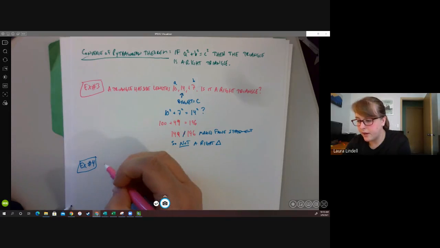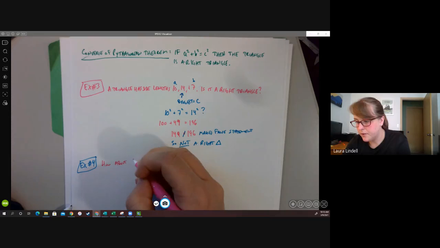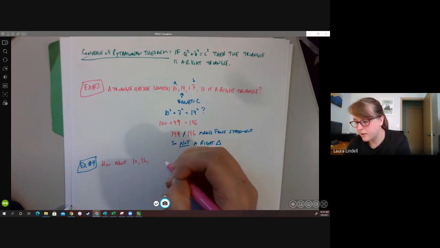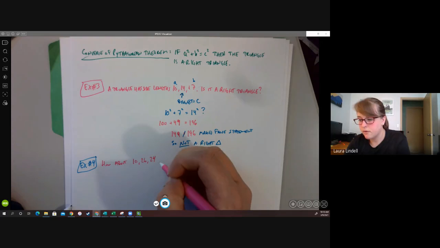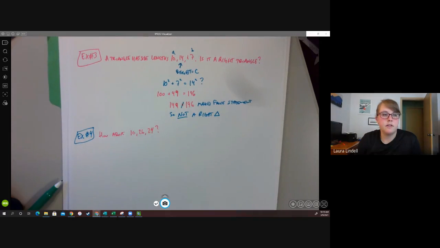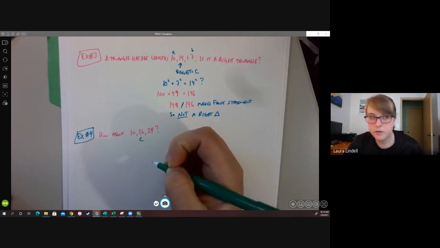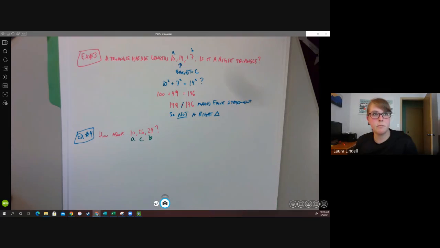This time our triangle side lengths are going to be 10, 26, and 24. All right, so this time, which one's going to be C? Yep, exactly. 26. And then again, on the other two, it does not really matter which one is A and which one is B. So that's what we're going to go with. A is 10 and B is 24.